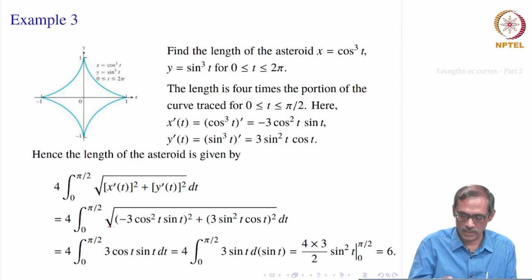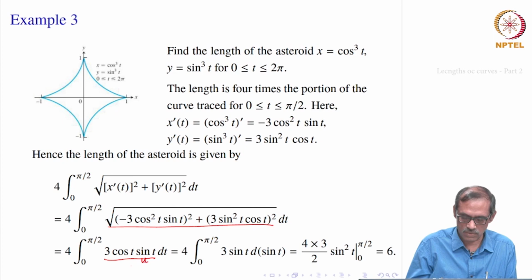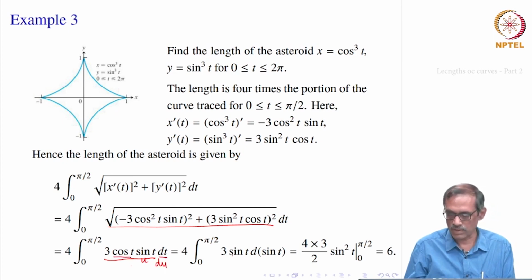Now if you simplify this, that turns out to be 3 cos t sine t, using of course the formula cos square t plus sine square t equal to 1. So, that gives rise to 3 cosine t sine t. Then we take its integral. To take the integral, let us say that sine t is u. If u is sine t, then cos t dt becomes du. That is why we wrote 3 sine t d of sine t.